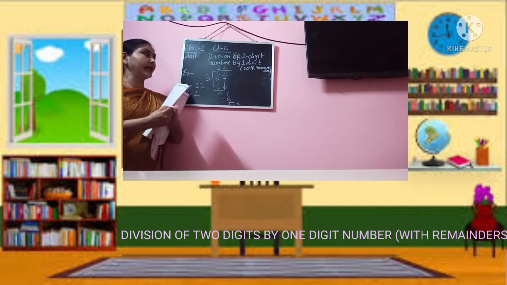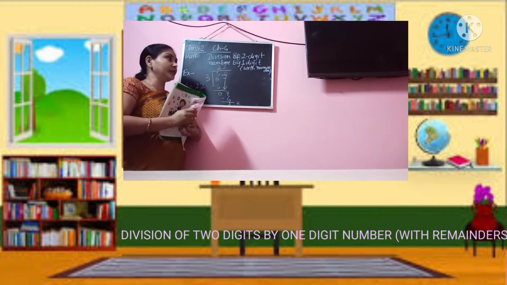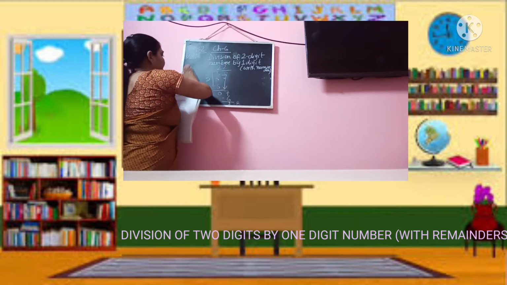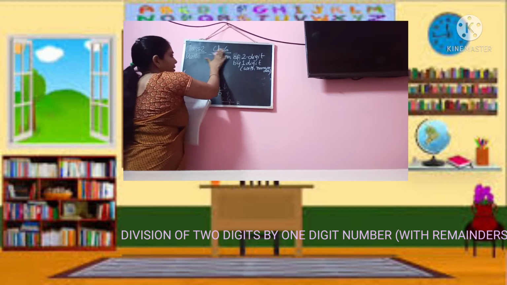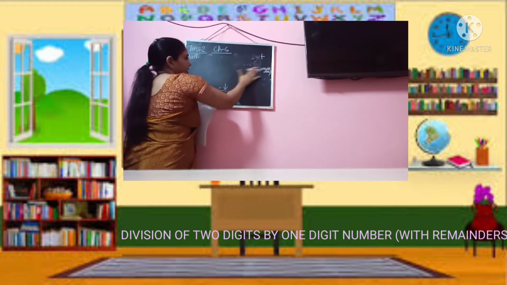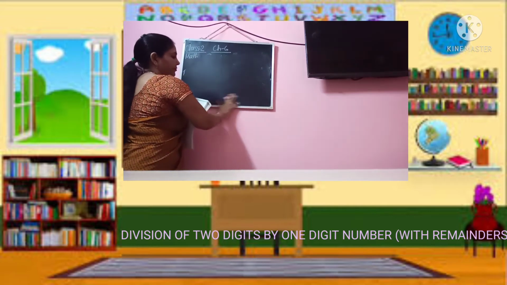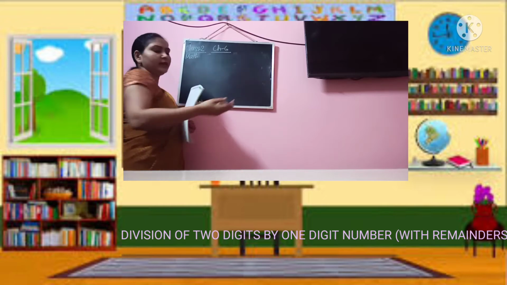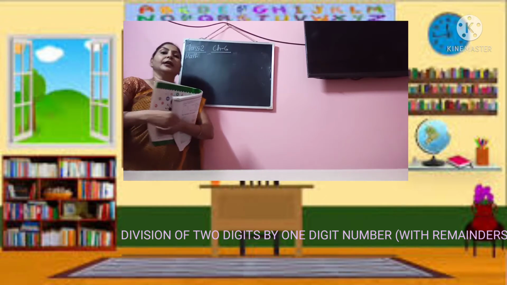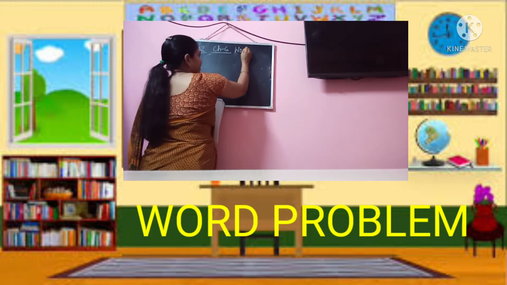Now I am going to tell you how to do the word problems, related word problems. How will you do? And how will you understand that a sum is based on division? How will you understand that? There is one trick. Now see, we will try to understand the word problem. How to do the word problems?